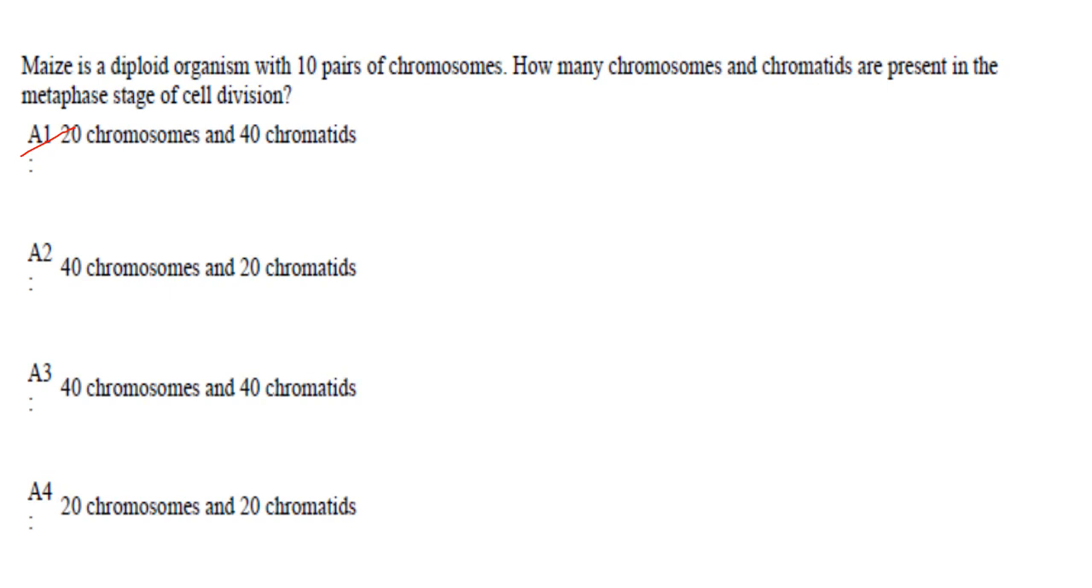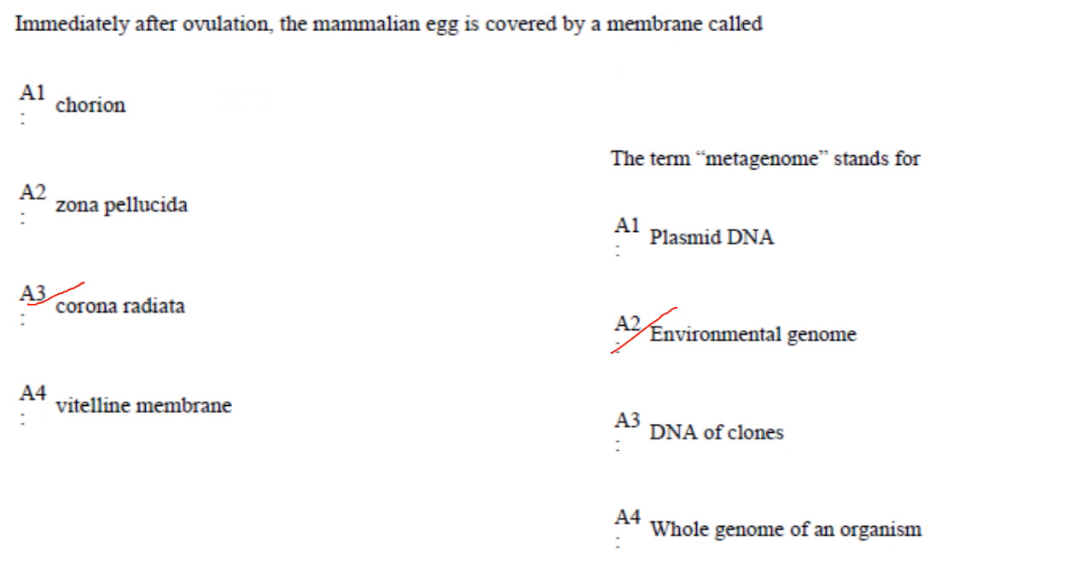Maize is a diploid organism with 10 pair of chromosomes. How many chromosomes and chromatids are present in the metaphase stage of cell division? So, during the metaphase stage, the cell division of DNA has taken place during the S phase. So, you will get 20 chromosomes and 40 chromatids. Next one, immediately after ovulation, the mammalian egg is covered by a membrane called as, it is called corona radiata. Answer is option 3. The term metagenome stands for, so metagenomics is all the genes of all the microbes in an environment. So the term metagenome stands for environmental genome.